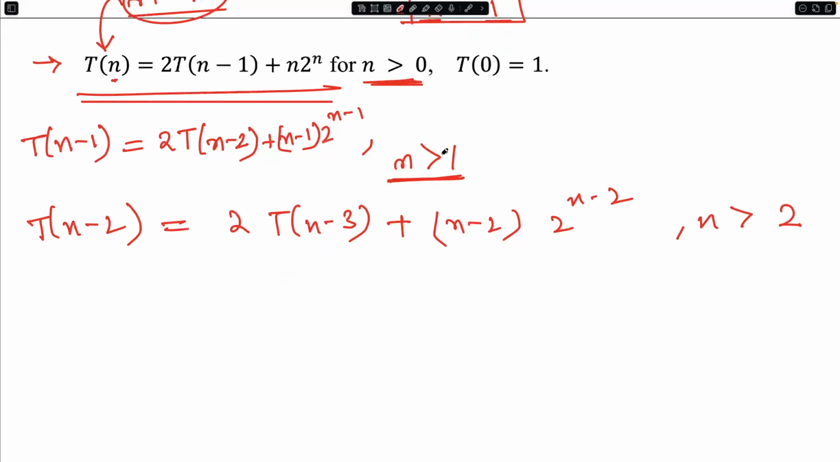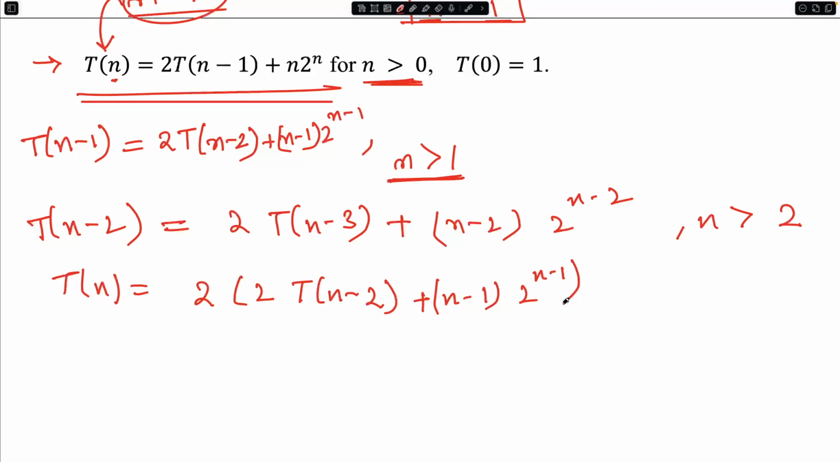Let's do that. So Tn is going to become 2 times (2Tn minus 2 plus n minus 1) plus 2n. This part has been replaced with this whole part which I got, and then this part is going to remain unchanged, so I am basically adding it over here, 2n, right? Pretty straightforward, pretty simple, right?